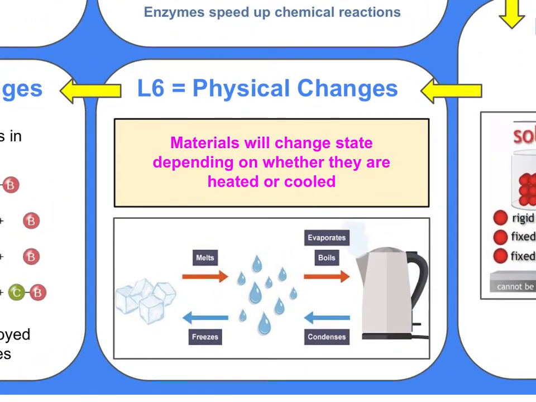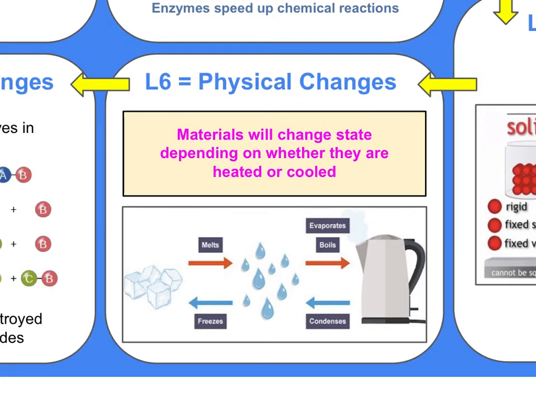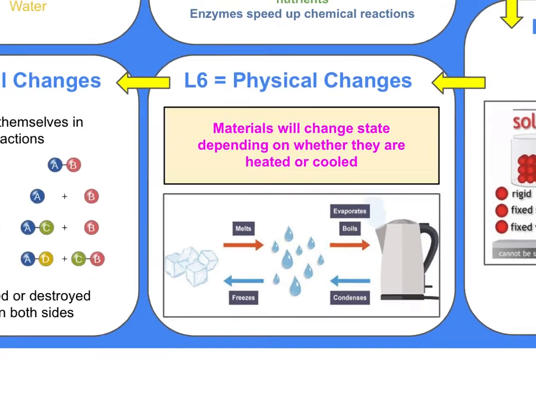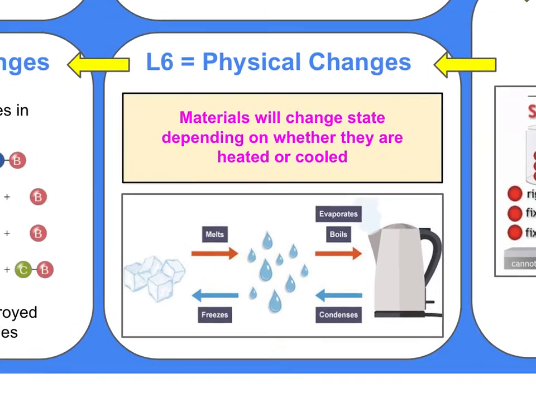Lesson 6 was on physical changes. Materials will change state depending on whether they are heated or cooled. So we got the perfect example of ice melting into water, water boiling into steam. It's going to evaporate. When steam hits the mirror in your bathroom, it's going to condense, turn back into water, and when you stick it in the freezer, it's going to freeze to become ice again. So these are reversible.